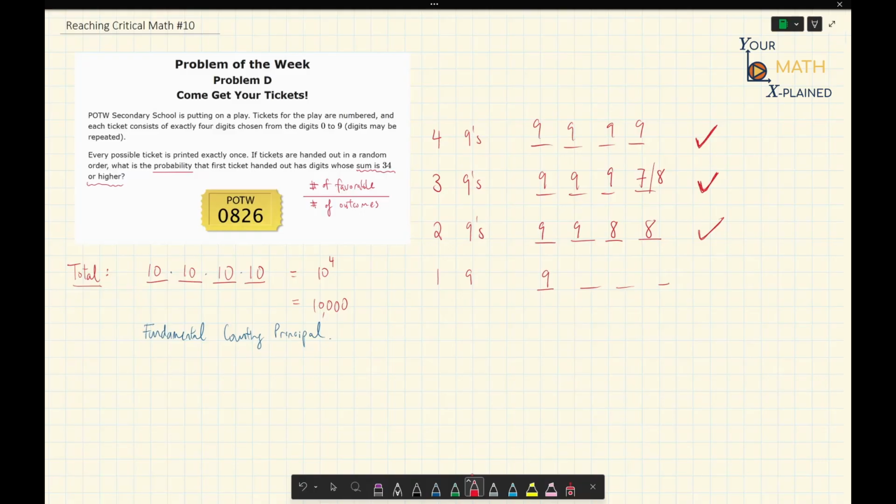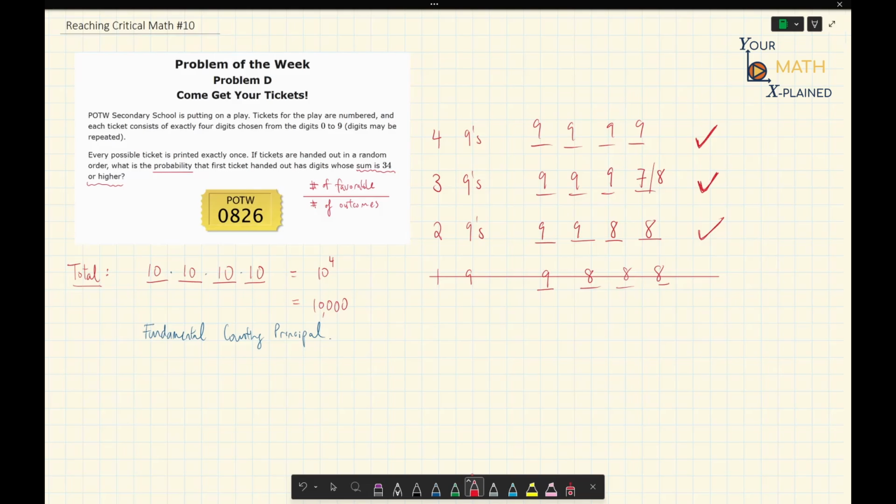We'll have one 9, and then let's say it's an 8, and let's just try to maximize this if we can. This would be 24 plus the 9, and that only makes up 33. So this is telling us that there is no way for us to create a sum of 34 or higher with one 9. So we can eliminate this possibility.